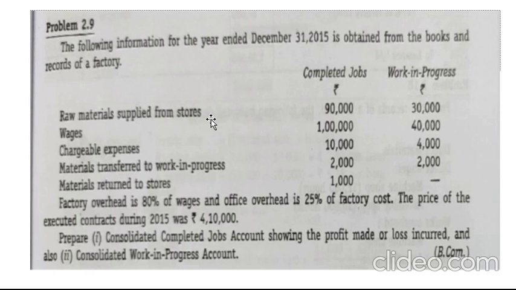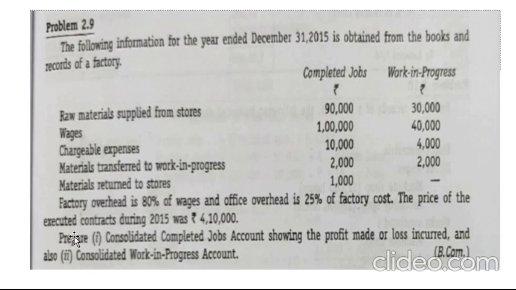Raw materials supplied from stores, wages, chargeable expenses, materials transferred to work in progress, materials returned to stores, factory overhead is 80% of wages and office overhead is 25% of factory cost. The price of the executed contracts during 2015 was rupees 4,10,000.